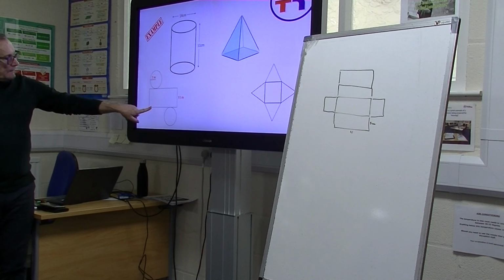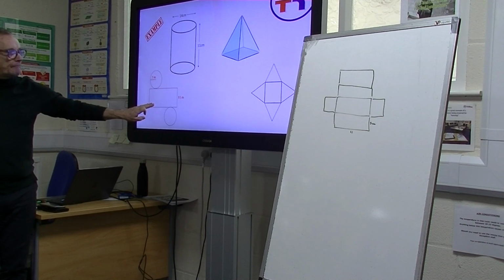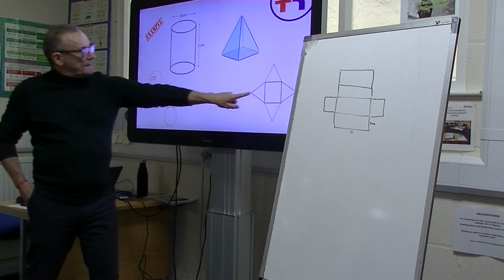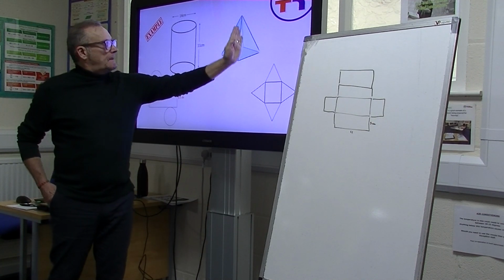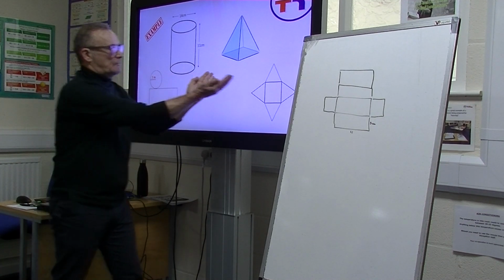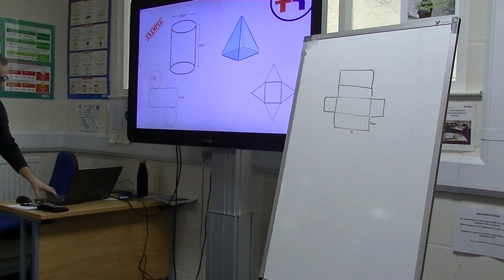That's the net of a cylinder: top, bottom, side. We know the side is a rectangle. That's the net of a pyramid: square base, 4 sides. Imagine you just pull all of them up together, it makes a little curve. Okay.